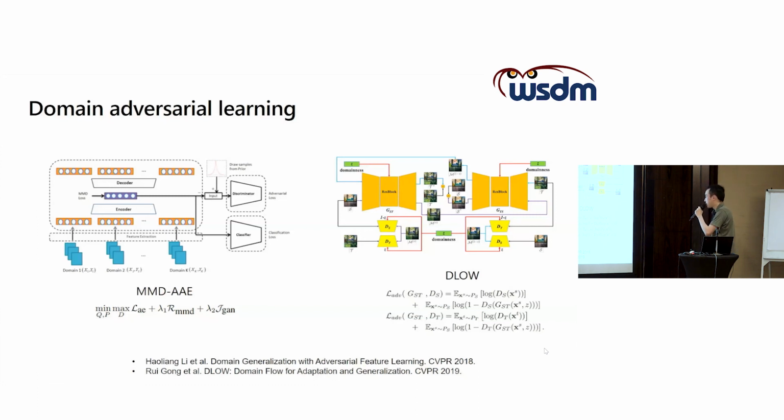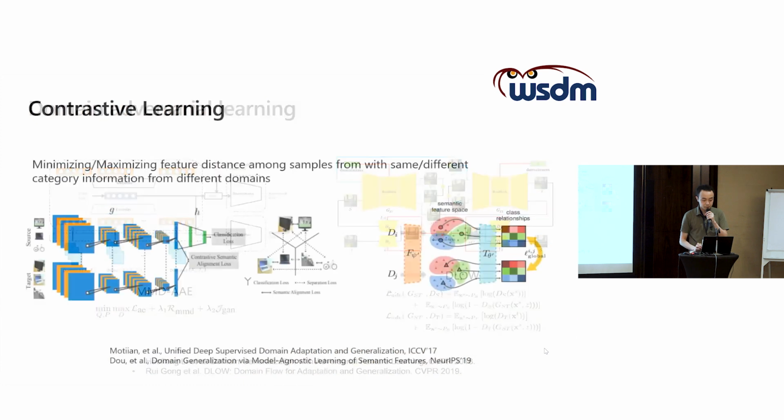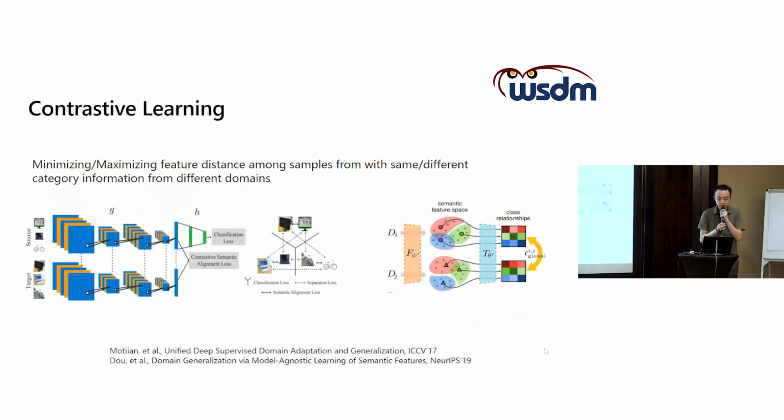Besides this MMD-AAE, we can also utilize GAN-based methods. The GAN-based domain alignment methods can be applied through these adversarial losses. As introduced, this kind of adversarial loss can be treated as minimizing the JS divergence between two distributions. Such JS divergence minimization is also similar to minimizing the MMD, as I just introduced.